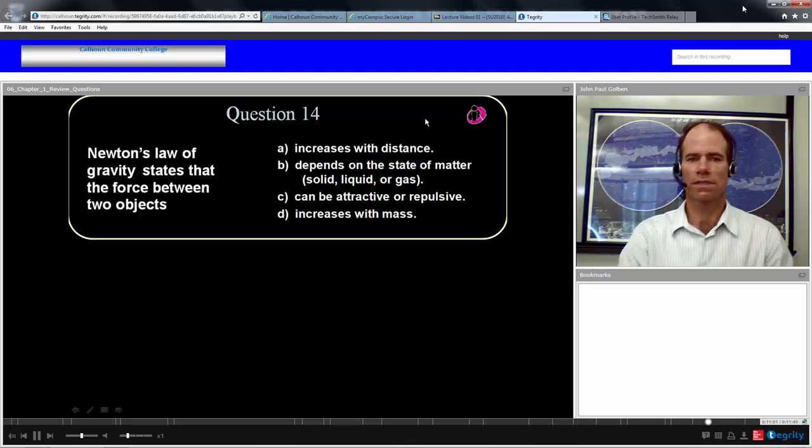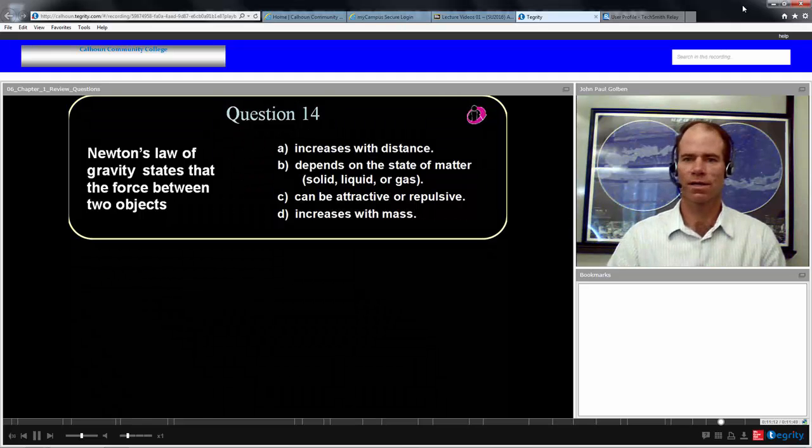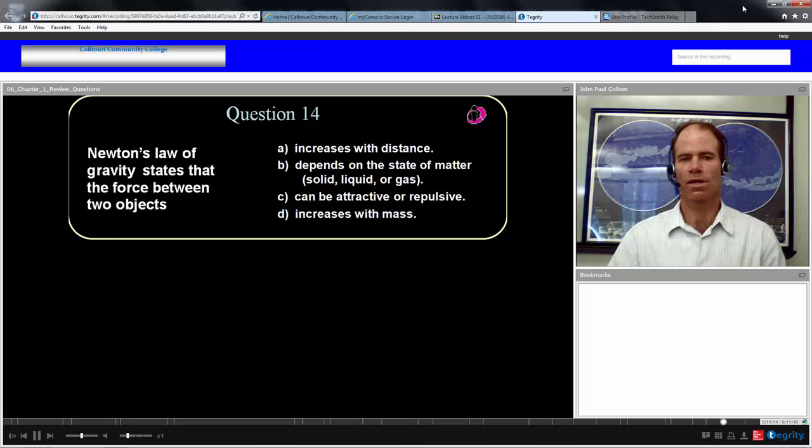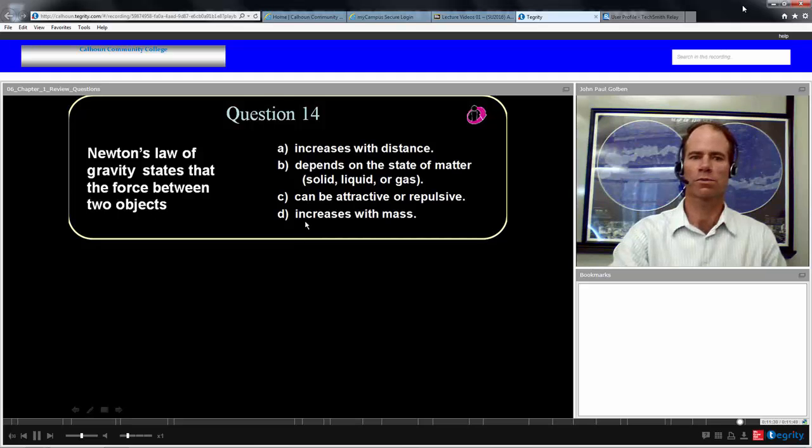Question number 14. Newton's law of gravity states that the force between two objects, well, it drops off as the distance squared, so it's inversely proportional to the distance squared. I don't see that answer there, but it is proportional to either mass involved. So if one mass increases, the force increases proportionally. And if the other mass increases, the force increases proportionally. So it's proportional to either mass involved with the gravity. So the force between two objects increases with mass.